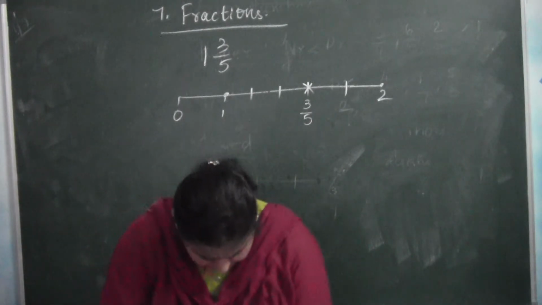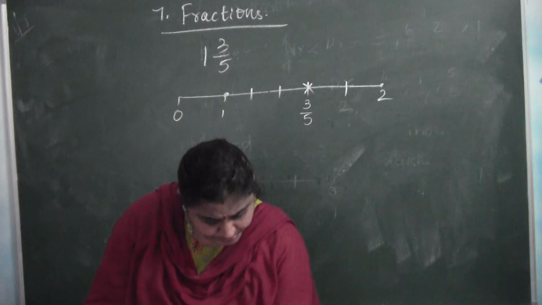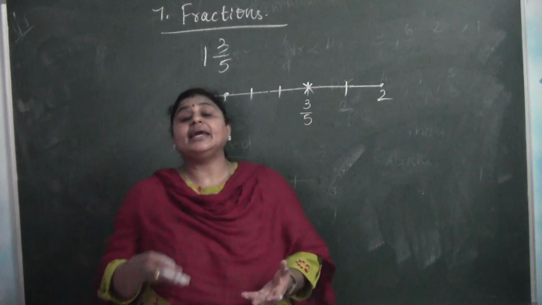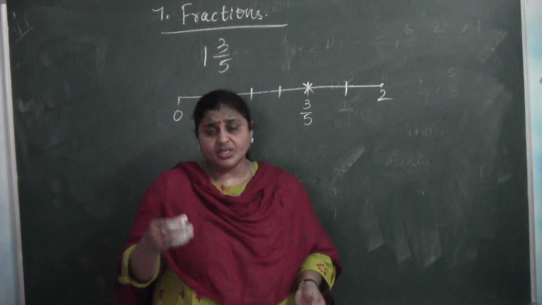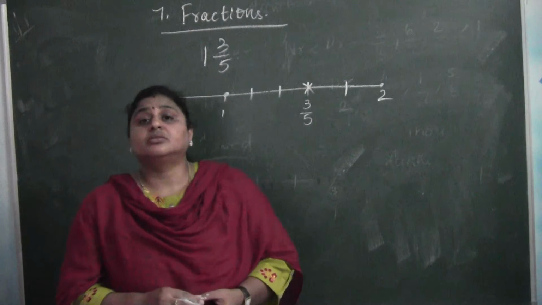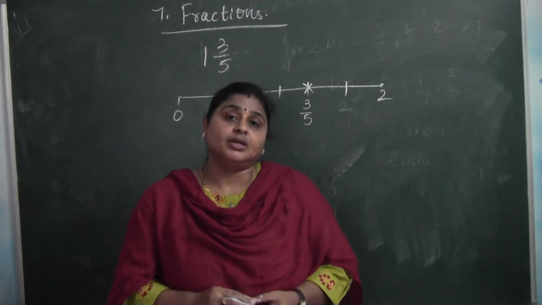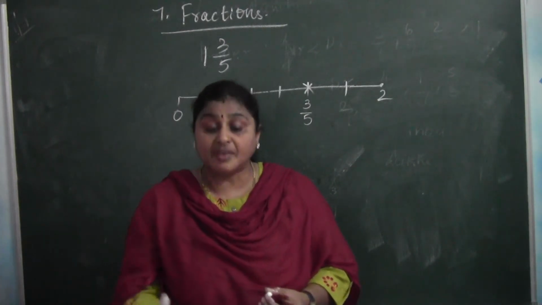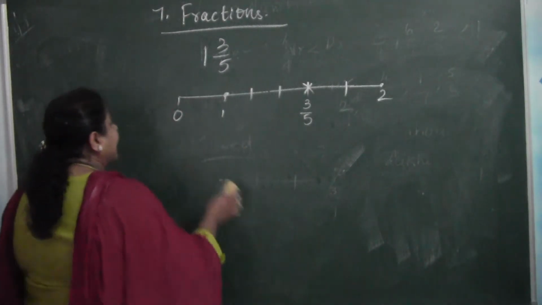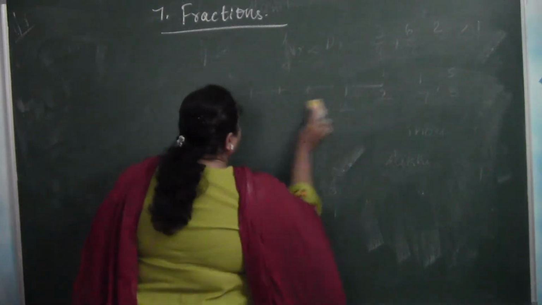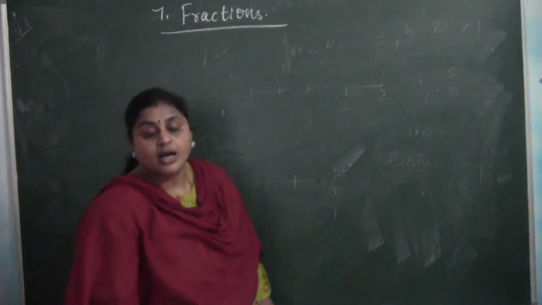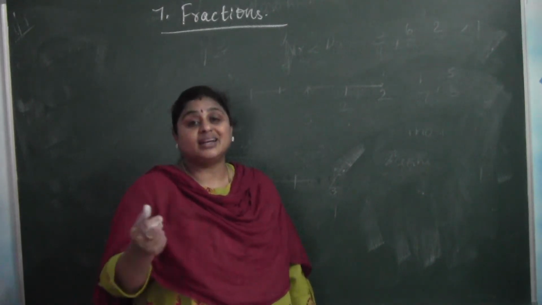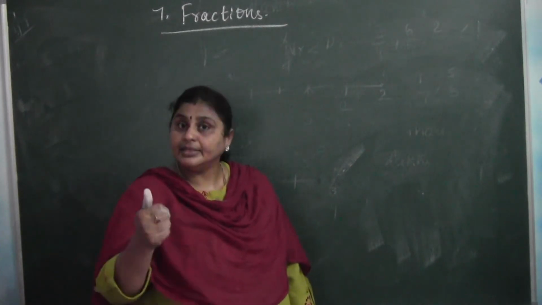Now, let us move on to your equivalent fraction. So, what do you mean by an equivalent fraction? Equivalent fractions, how do you get them? On multiplying or dividing a fraction with the same number, whatever fraction you get, that is called the equivalent fraction.